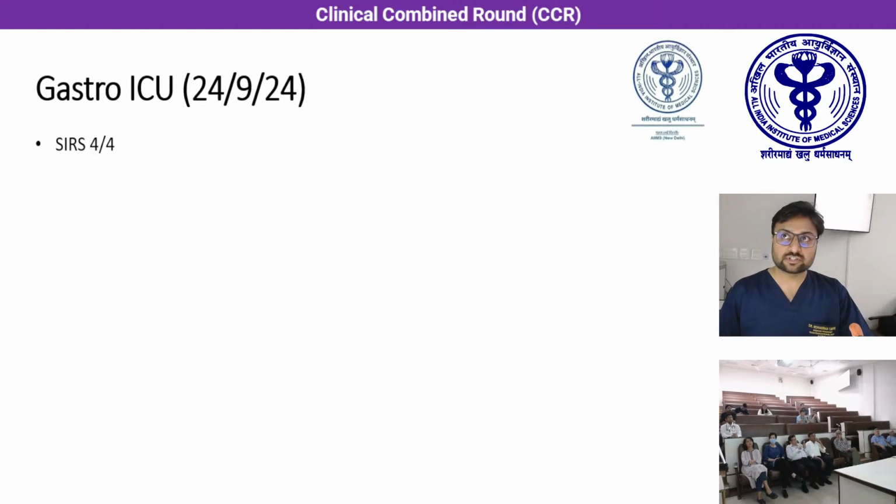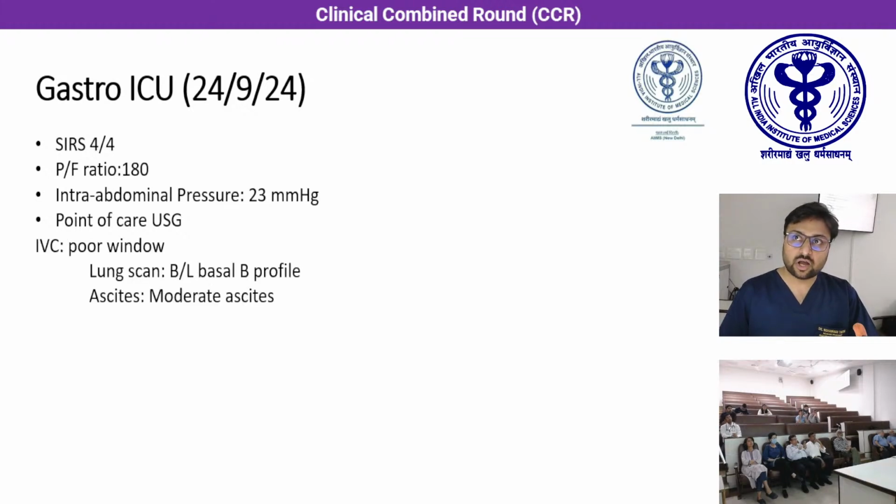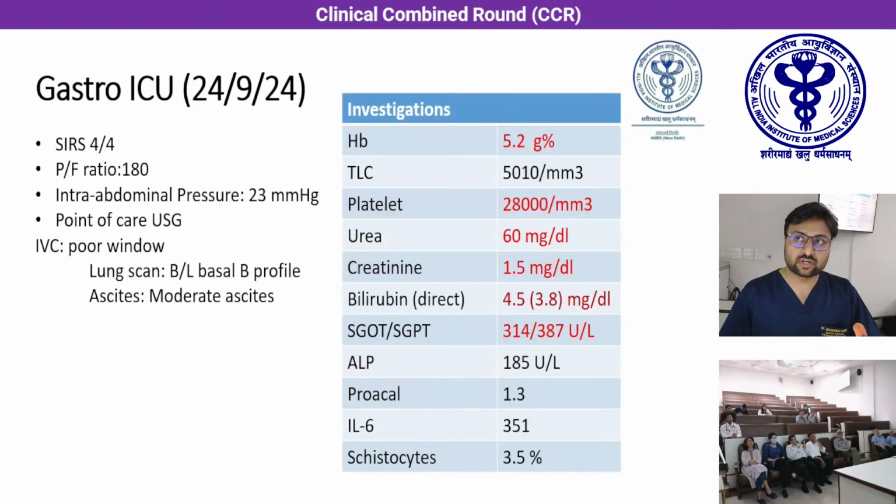At presentation to gastro ICU, her SIRS parameter was 4/4. She had tachycardia, TLC was elevated, she had fever, and respiratory rate was more than 22. Her PF ratio on ABG was 80. She had type 1 respiratory failure. Intra-abdominal pressure was significantly elevated, that is 23 mm of Hg. On point of care ultrasound, IVC could not be properly visualized because of inflammation and bowel gases. On lung scan, there were bilateral B profiles. There was no consolidation, and there was moderate ascites.